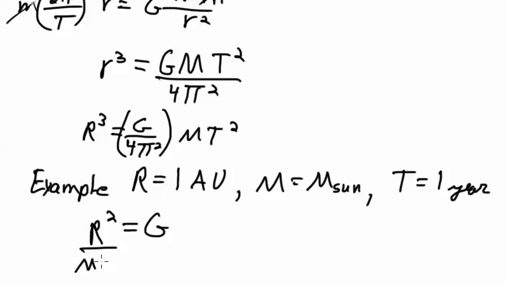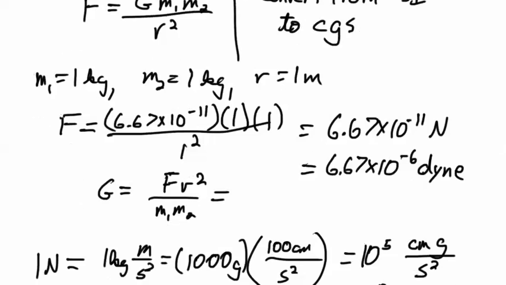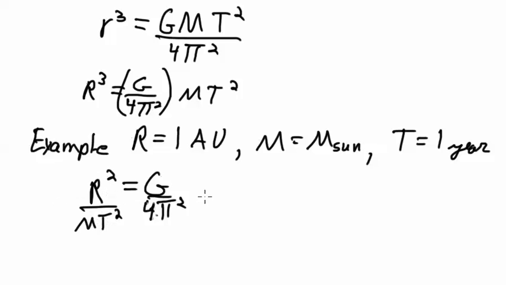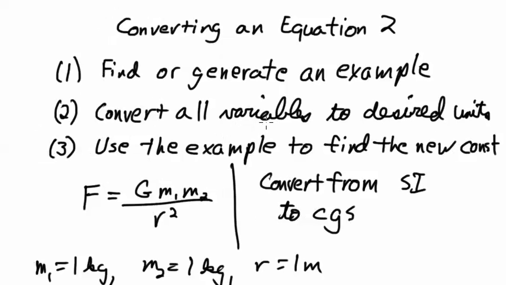Actually, let's write it this way. G over 4 pi squared equals r squared over M T squared. So this is finding or generating an example. So we've got that example that r squared over M T squared equals G over 4 pi squared equals 1 right here. 1, and the actual units are astronomical units squared divided by the mass, solar masses, times year squared. Whoops, this is cubed. R cubed, astronomical units cubed over solar masses years squared. Step 2 was convert all variables to the desired units.